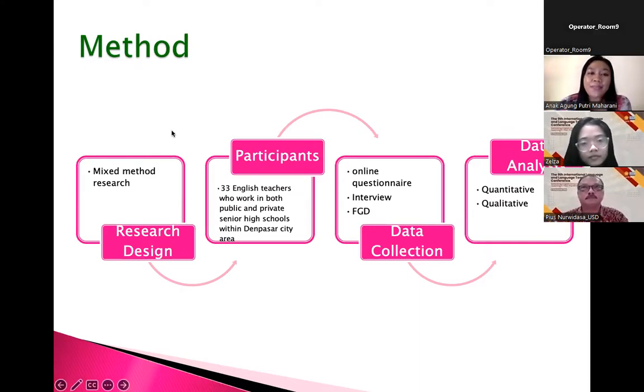And then for the research method, this research was designed by means of mixed method research, and the participants were 33 English teachers who work in both public and private senior high schools within the Denpasar area. And then for collecting the data, we implemented 3 data collection methods: a questionnaire, which was accessed by the respondents online, an interview, which was also conducted online, and a focus group discussion, which was also conducted online. And then after gathering the data, we analyzed the data quantitatively and then qualitatively because we designed this research by means of mixed method research.